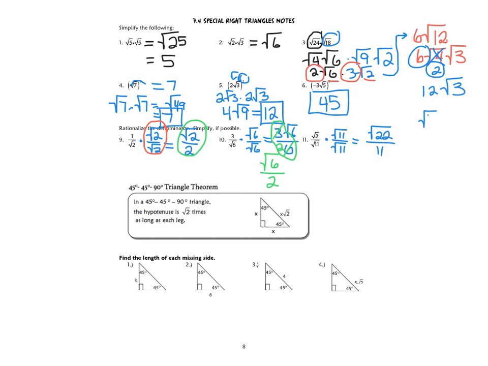So again, remember, just a quick lesson. Square root of 7 times square root of 7 is 7. Square root of 5 times square root of 5 is 5. Square root of 10.3 times the square root of 10.3 is 10.3.